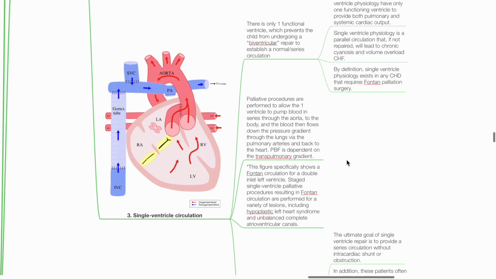Palliative procedures are performed to allow one ventricle to pump blood in series through the aorta to the body, and then the blood flows down a pressure gradient through the lungs via pulmonary arteries and back to the heart. Pulmonary blood flow is dependent on transpulmonary gradient.